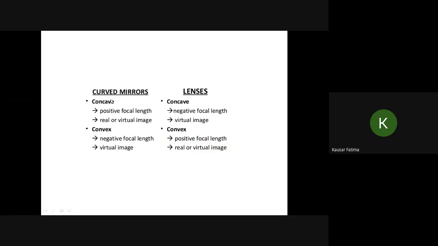There is a difference between curved mirrors and lenses. Curved mirrors are not in the syllabus of CAIE, but lenses are there. The concave lens has a negative focal length and it forms a virtual image. And a convex lens has a positive focal length and it forms a real or virtual image depending on the position of the object.